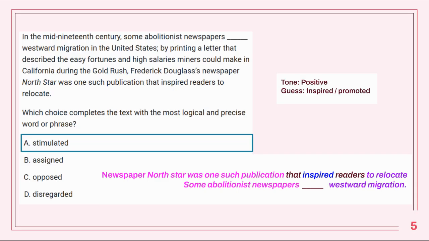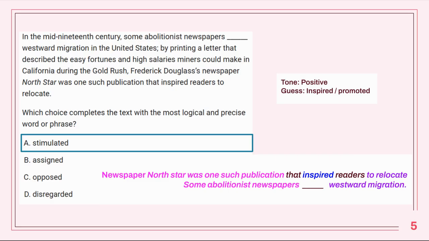If you don't know what stimulated means, then we can still eliminate B, C, and D. Opposed is kind of the opposite thing. Opposed means they were against Westward migration, which doesn't make any sense. Disregarded means they didn't care about Westward migration. That also doesn't make any sense. So opposed and disregarded are both negative words. We don't want negative words, right? We want a really positive word. They just don't make sense.